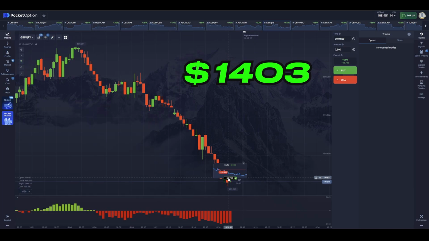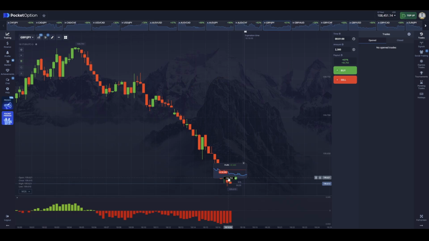An excellent final trade brings me a good profit, and as you can see, we can even sum up a bit and conclude that this strategy really works very well.